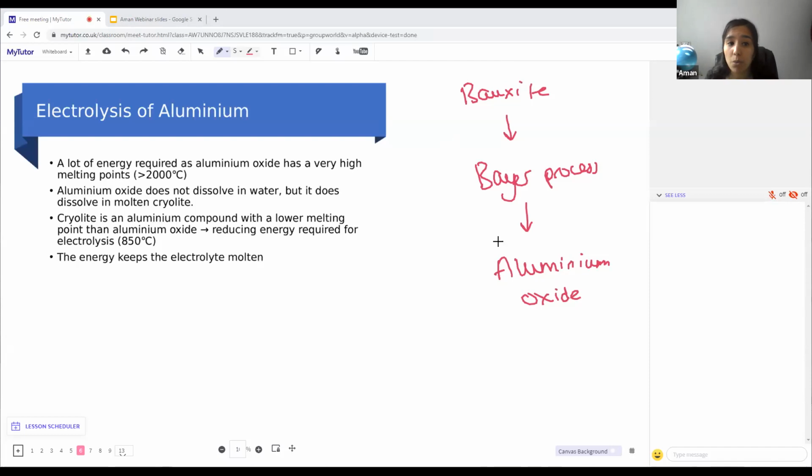So the reason we don't like melting aluminium oxide is because it's got such a high melting point. So what we do then is we dissolve it in something called cryolite. Cryolite is an aluminium compound, but the benefit of cryolite is that it has a lower melting point than aluminium oxide. Its melting point is about 850 degrees, which is still high, but it's much lower than the 2000 degrees that was there before to melt aluminium oxide.